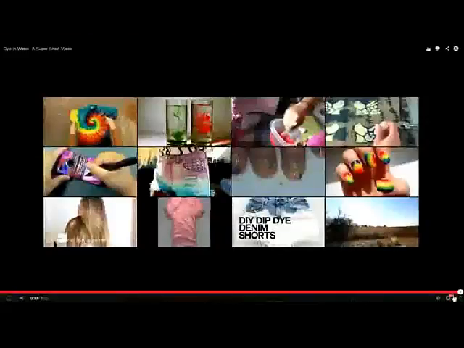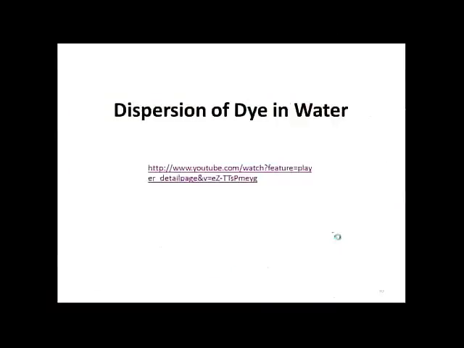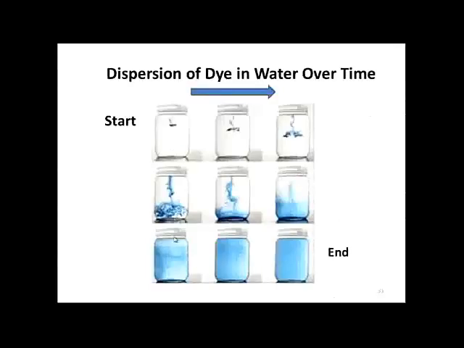Now, let's look at another example. This is a very similar example. So here's dispersion of dye in water over time. Here's the start. The drop of dye goes into the water. It's got all these little particles of color dye in them. And as you drop it in, usually you squirt it in with a syringe or a little eyedropper type thing. And you can see it's got some energy because we've squirted it in.